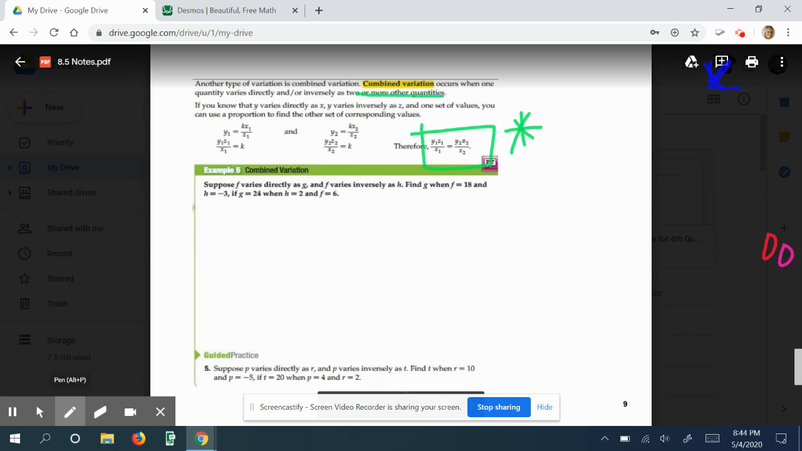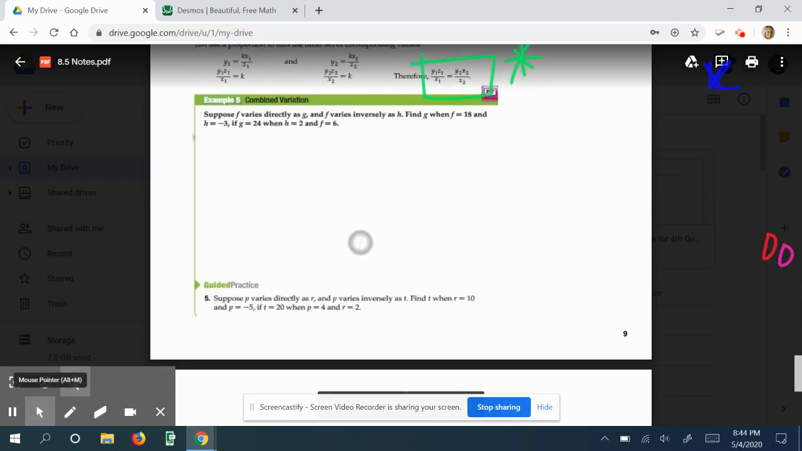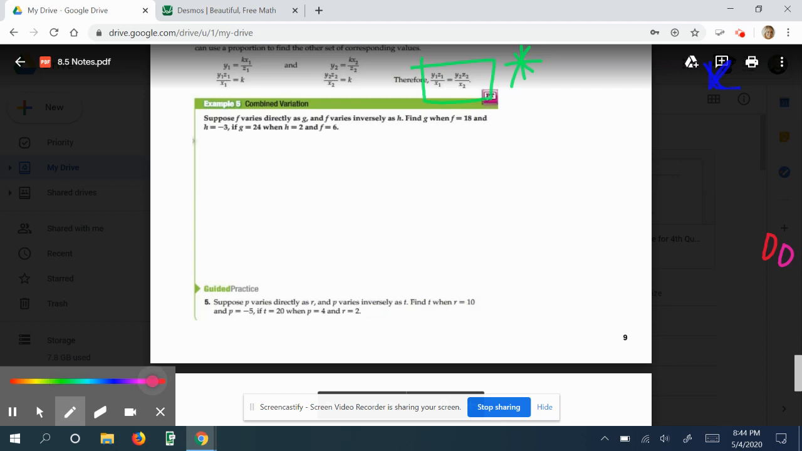So it says y1 z1 over x1 is equal to y2 z2 over x2. Okay, so we're going to use that, and obviously we're not going to use x's and y's in this example, f's and g's, but it's a very similar setup. Okay, and it says, suppose that f varies directly as g and varies inversely with h. So in our case, it's going to be like this. So it's going to be f g over h. Okay, it says find g when f is 18 and h is negative 3, if g is 24 when h is 2 and f is 6.